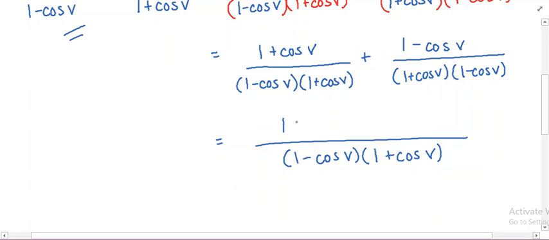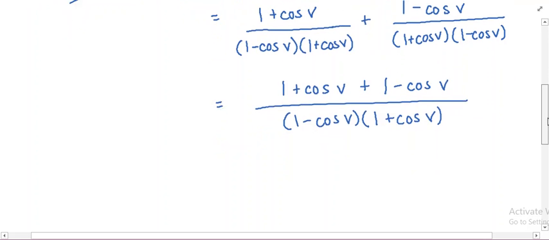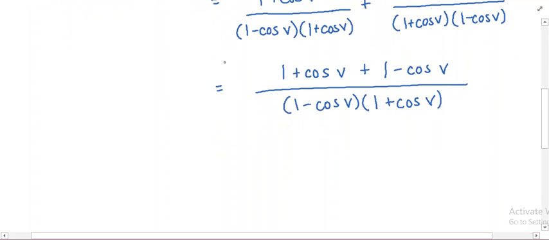So we're going to have 1 plus the cosine of v, that's from the first fraction, and then we're going to keep the sign in the middle, which is plus. Remember, if you were subtracting, you could subtract in the same way. You would just have a minus sign here. Now we need to add the numerator of the other fraction, so 1 minus the cosine of v.